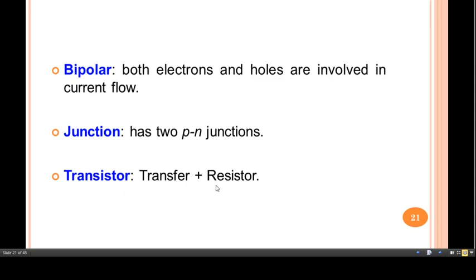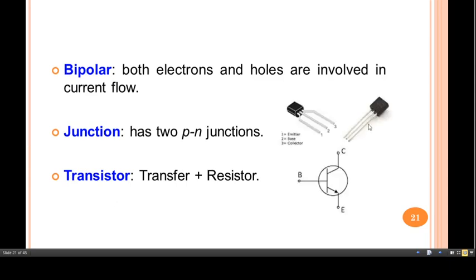Here transfer resistor means this BJT transfers the input signal current from a low resistance circuit to a high resistance circuit. That's why it is transfer resistor. So in this way, BJT: B for bipolar, J for junction, T for transistor. This is the symbolic representation of BJT and these are the actual BJTs we have.